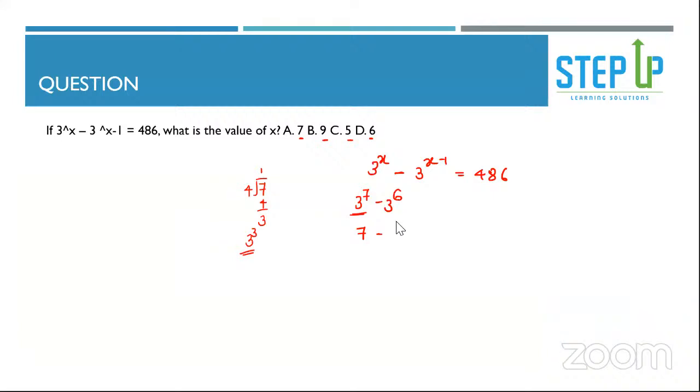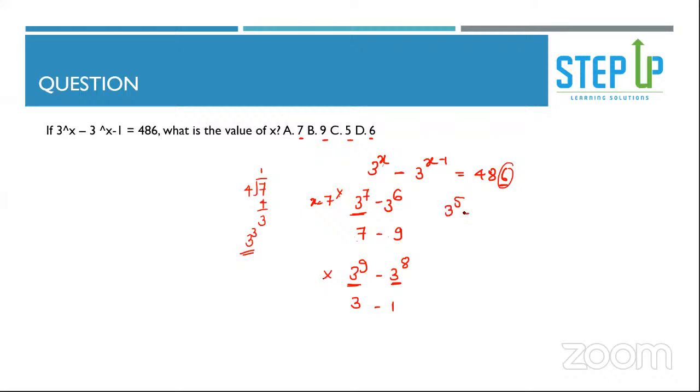And 3 to the power 6, the unit digit is what? 9. So now 17 minus 9. Will 17 minus 9 give you 6 at the unit place? It's giving you 8. So that's why x equal to 7 is not working. Now let's take 3 to the power 9 minus 3 to the power 8. 3 to the power 9 unit digit will be 3 and 3 to the power 8 unit digit will be 1. So 3 minus 1 is 2. I need 6 at the unit place, so even this is not working.